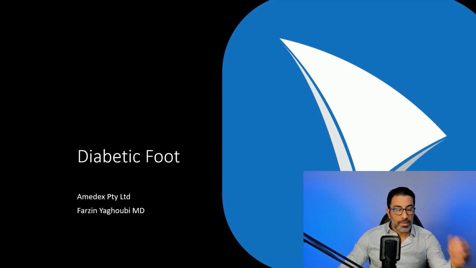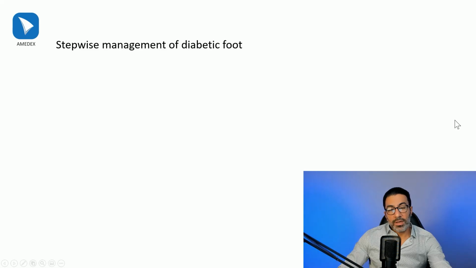Hello again. Okay, diabetic foot. What I'm going to talk about today is the order through which we manage diabetic foot. We call it stepwise management of diabetic foot. Remember, when it comes to management of diabetic foot, the first step is always, after the routine stuff, history, physical examination, making sure that the patient's stable, A, B, C, D, E if the patient's not vitally or clinically stable.